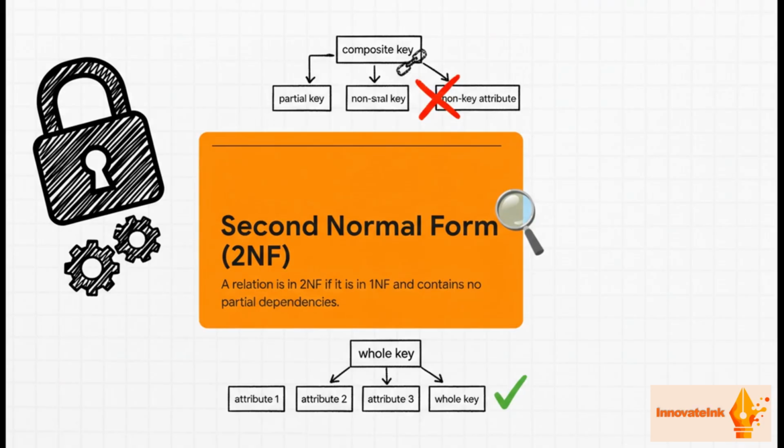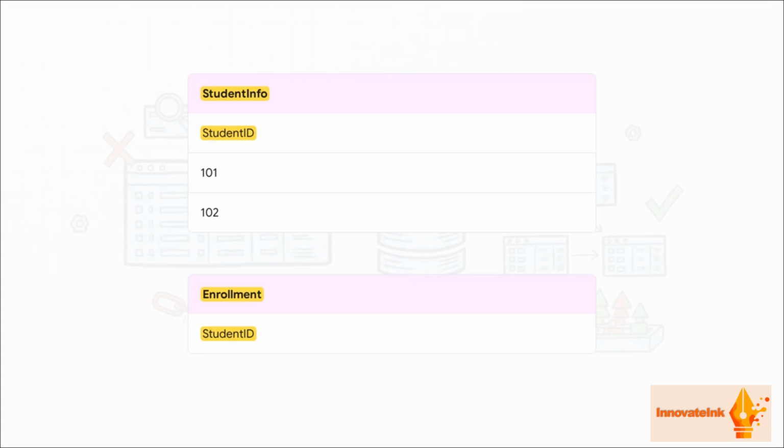Second normal form, or 2NF, tackles a problem called partial dependencies. Now, this issue only ever crops up when you have a key made of more than one column, what we call a composite key. The rule for 2NF is that every other column in the table, a non-prime attribute, has to depend on the entire key, not just one piece of it. If an attribute only depends on part of the key, well, that's a partial dependency, and that's a problem. So let's apply that to our table.